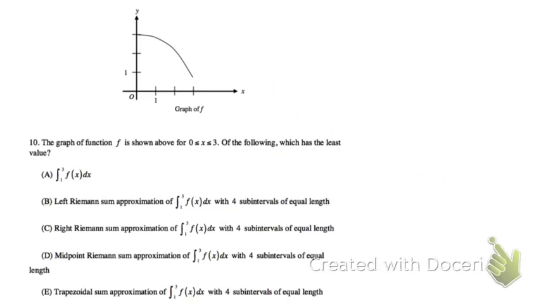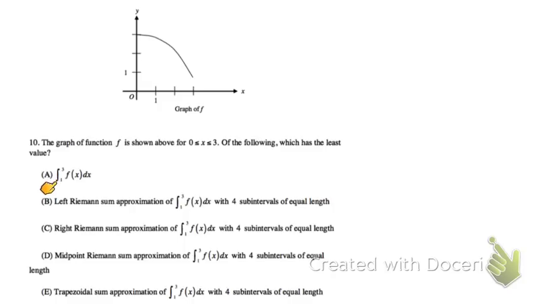All right, so here's an example of a previously released AP test question. It says the graph of function f is shown above on the interval from 0 to 3. Of the following, which has the least value or the smallest value? So we haven't learned this notation quite yet. So you guys aren't probably 100% familiar with this, but I'll lead you towards what it's talking about.